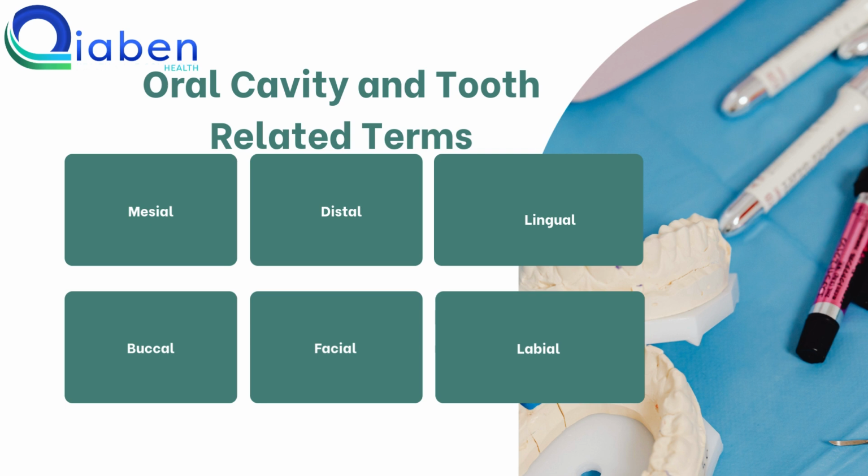Next, let's explore the essential directions and surfaces we refer to in dentistry. First, mesial, the surface toward the midline. Second, distal, the surface away from the midline. Third, lingual, the side facing the tongue. Fourth, buccal, the side facing the cheeks in posterior teeth. Fifth, facial labial, the side facing lips for anterior teeth. Sixth, every dental charting, restoration, cavity classification, and orthodontic movement uses these terms. Once these become second nature, everything else becomes easier.